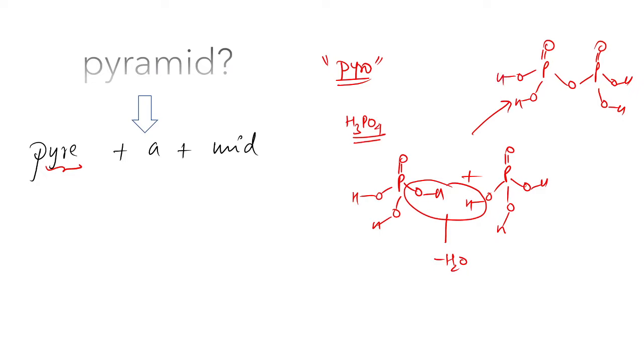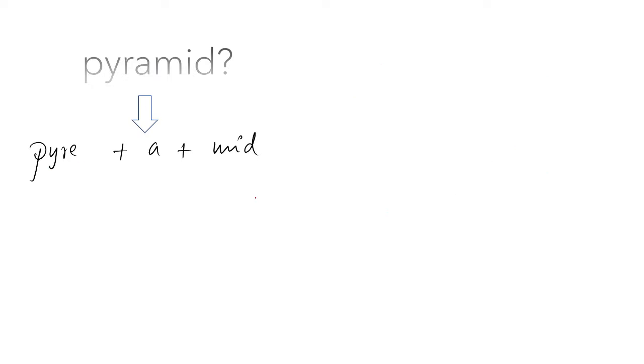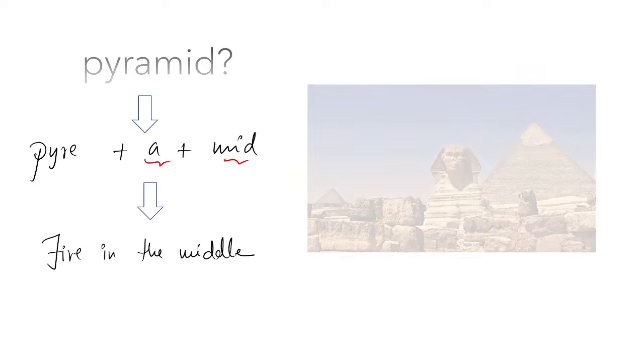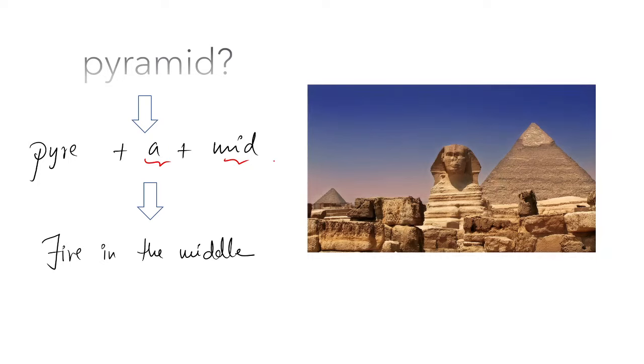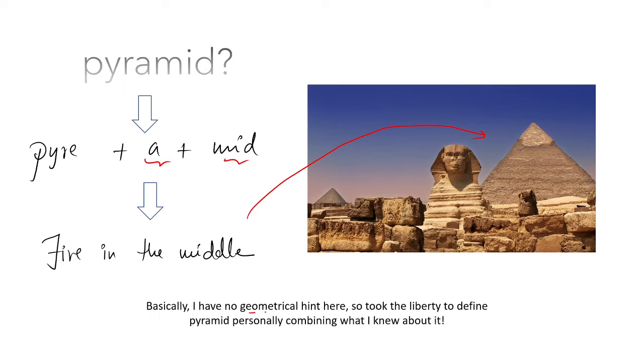So pyro is heat, and a mid. So it sounds like fire in the middle, right? Well, this does not give you any geometrical idea what it is. It is connected to some spiritual idea, maybe some religious idea, or something very ancient. So maybe it's connected to the pyramids in Egypt. But this doesn't give me any geometrical hint.